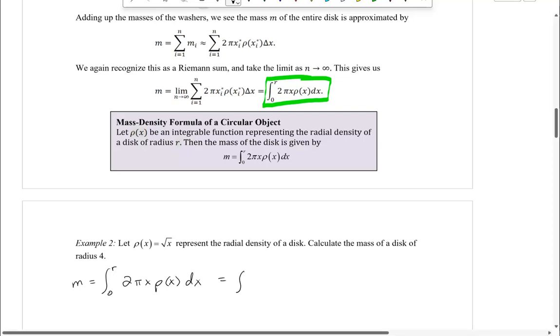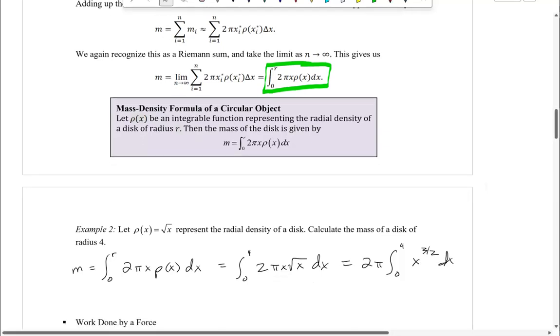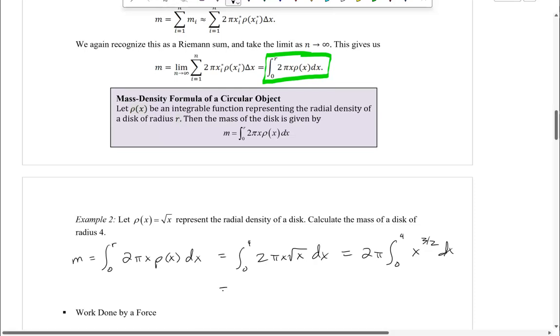And we get the integral from 0 to 4, in this case, of 2 pi x square root of x dx. We can, of course, take the 2 pi out, and rewrite x square root of x as x to the 3 halves dx. Now we have a very straightforward Calc 1 integral. And that simplifies down to 128 pi over 5.